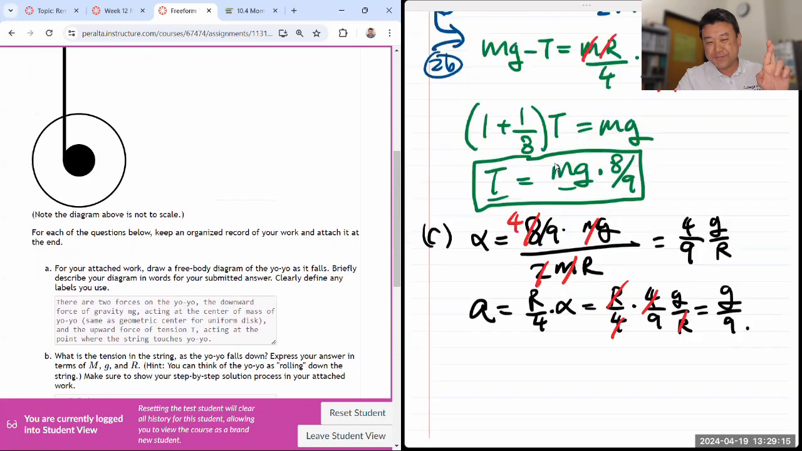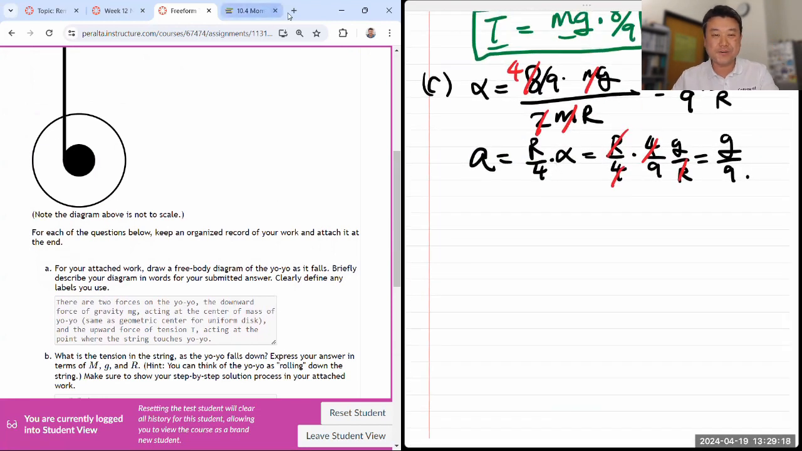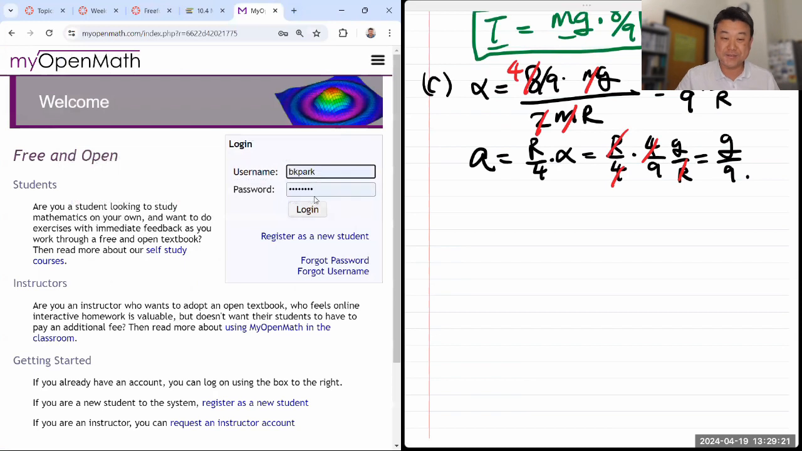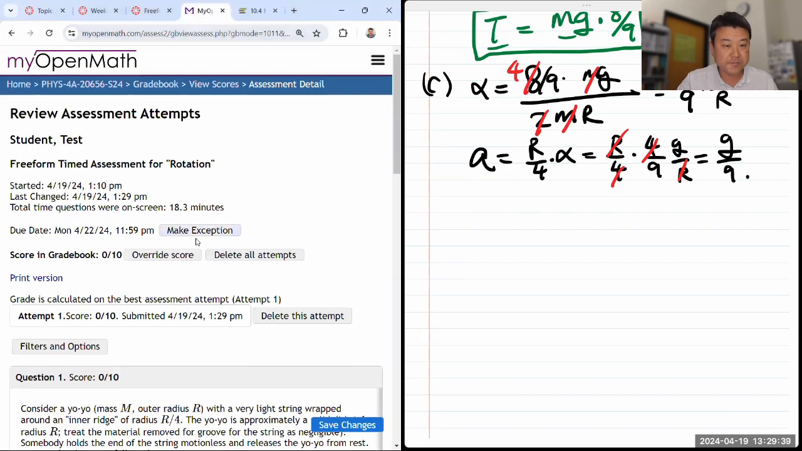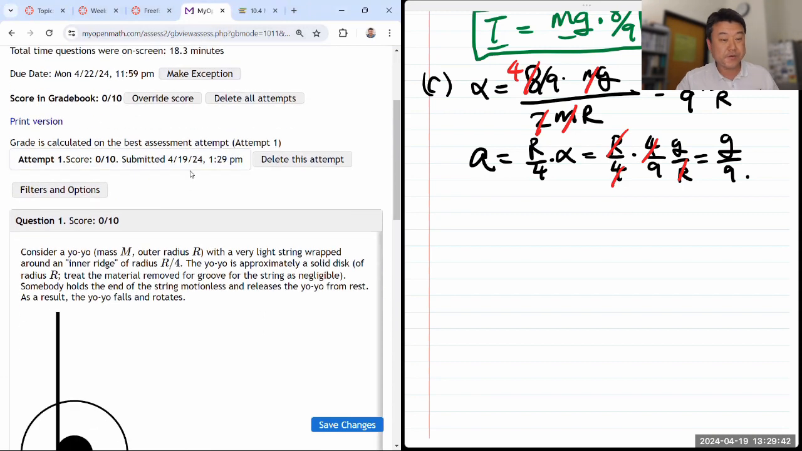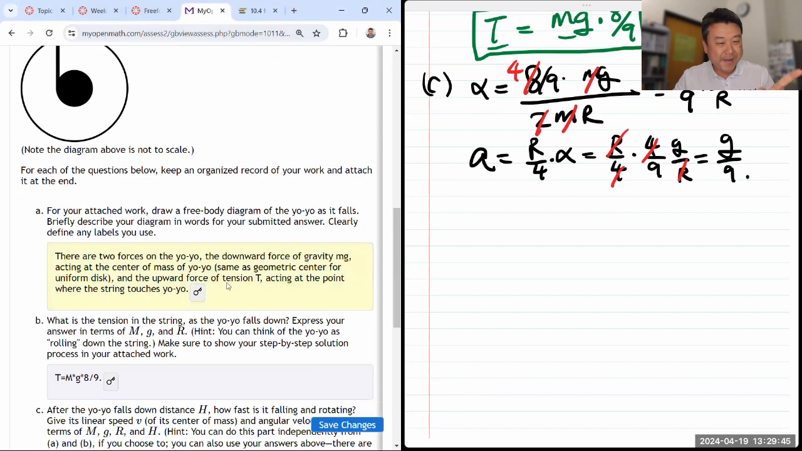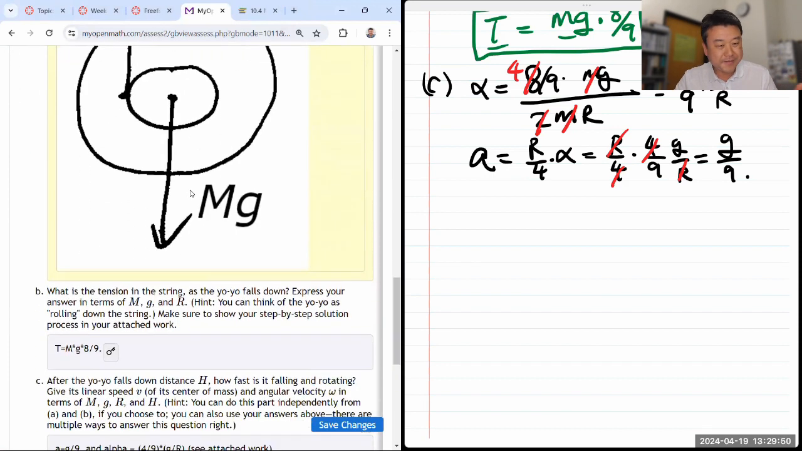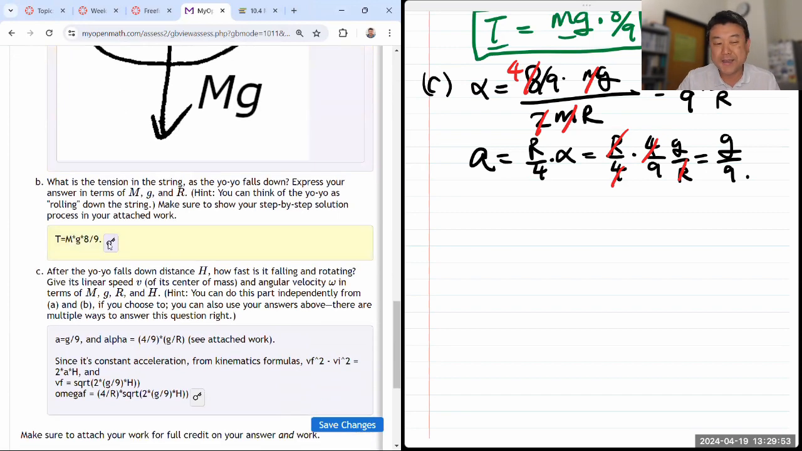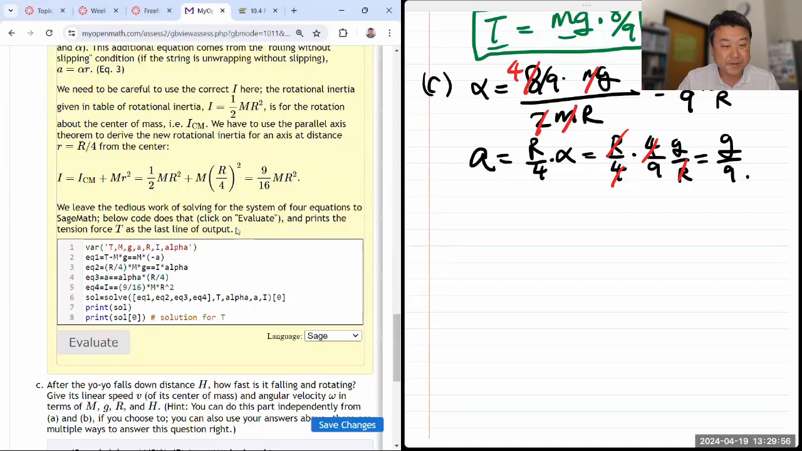Let me do this. I'm pretty sure I didn't make any mistake, but just to be doubly sure, let me go into my OpenMath as instructor and show the answer key and compare it side by side with the answers that the test student got. All right, so this is the attempt that the test student made. I can change the scores, but mainly what I'm interested in is the answer key. So the answer key shows those two forces. Tension in the string, let's hope it's 8/9 mg. Let's see if that's wrong. Oh, I need to click evaluate.